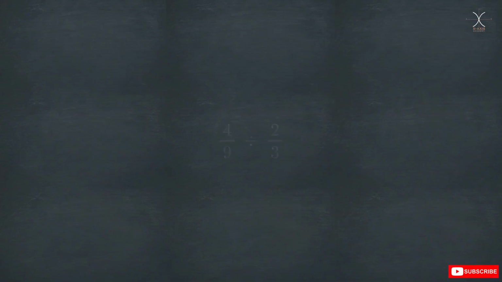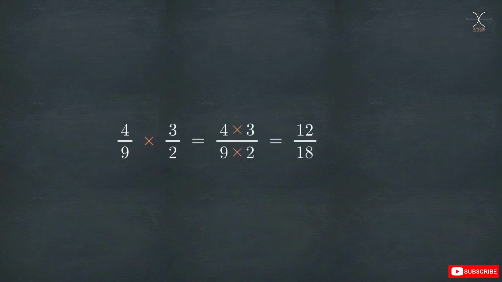To divide, keep the first fraction, change the operation to multiplication, and multiply by the reciprocal of the divisor. Multiplying straight across yields 12/18. Dividing top and bottom by the highest common factor of 6 simplifies the quotient to 2/3.